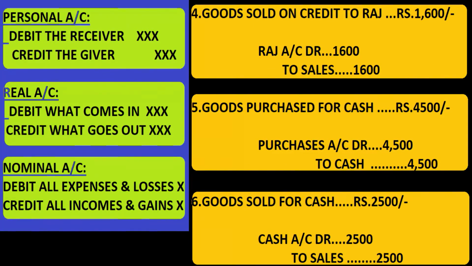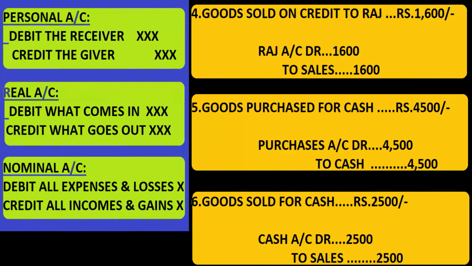This is also a credit transaction. So no money went out or came into the business. So the two aspects are goods and Dev. As per personal account rule, debit the receiver. Here Dev is the receiver. So Dev account debtor to sales.